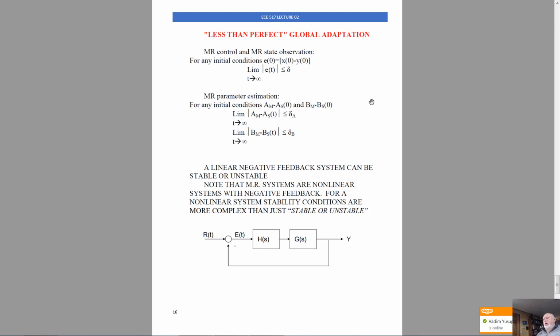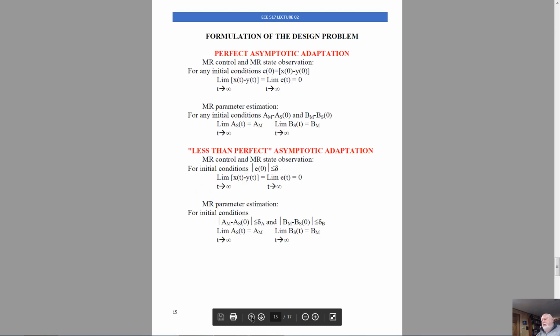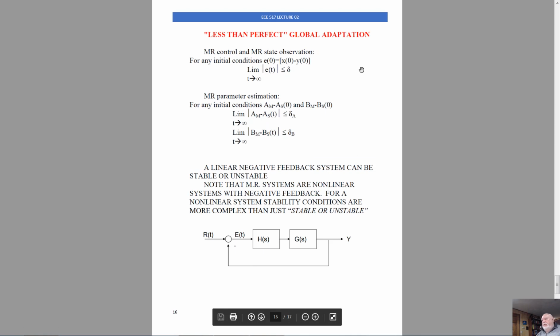There is also a concept of less than perfect global adaptation. The previous was less than perfect asymptotic adaptation. I want you to realize that the word asymptotic implies that error asymptotically approaches zero, or discrepancy between parameters asymptotically approaches zero because one set of parameters becomes equal to another set of parameters. Now we will look at less than perfect global adaptation. What does global adaptation imply? Global adaptation implies that initial conditions could be between minus infinity and plus infinity.